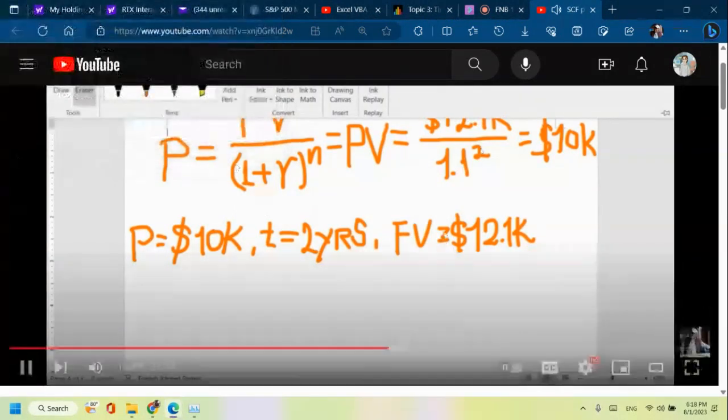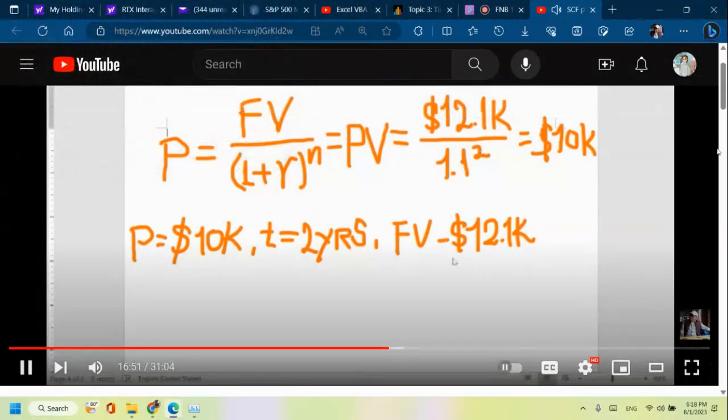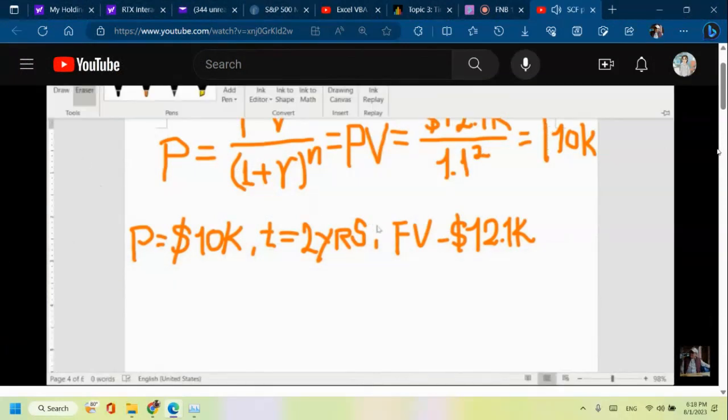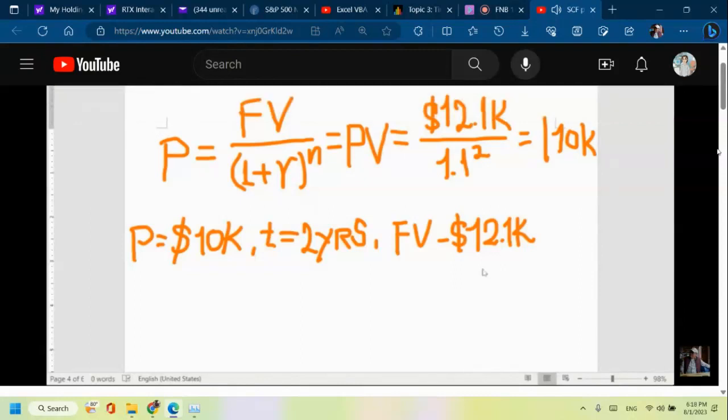What's missing? Isn't it the interest rate that's missing, right? In other words, if you want to have 12.1k, and when you have 10K as principal, the question is, what should be the interest rate? What is missing here? What's missing is, again, the interest rate, right?